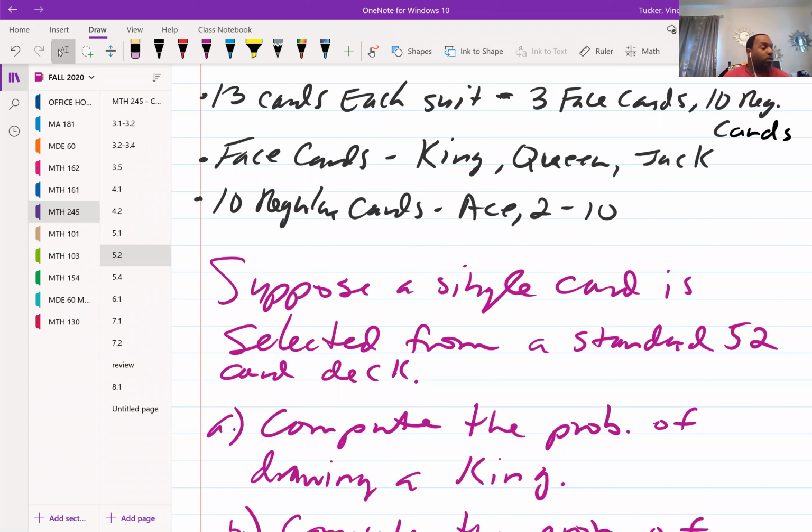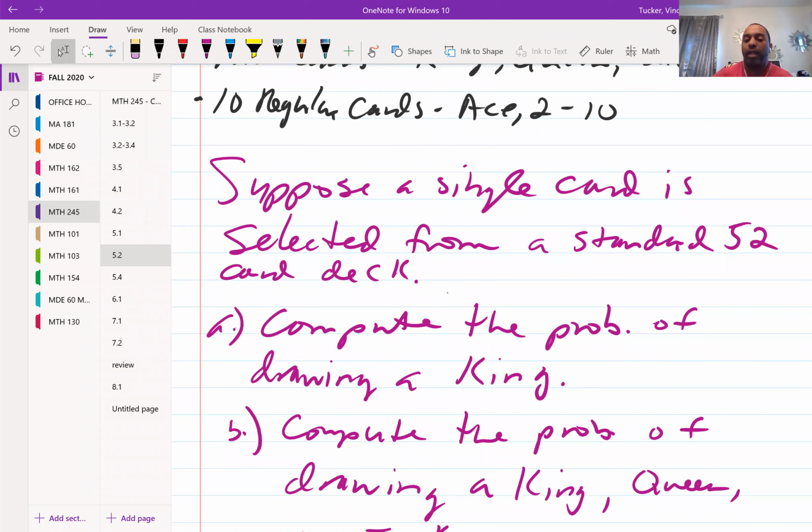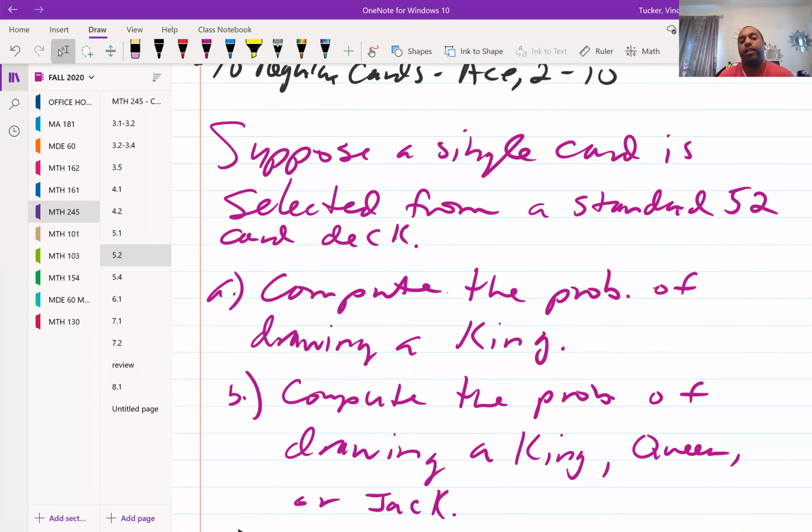All right, so let's use an example dealing with a standard 52-card deck. Suppose a single card is selected from a standard 52-card deck. Compute the probability of drawing a king. Then compute the probability of drawing a king, queen, or jack.